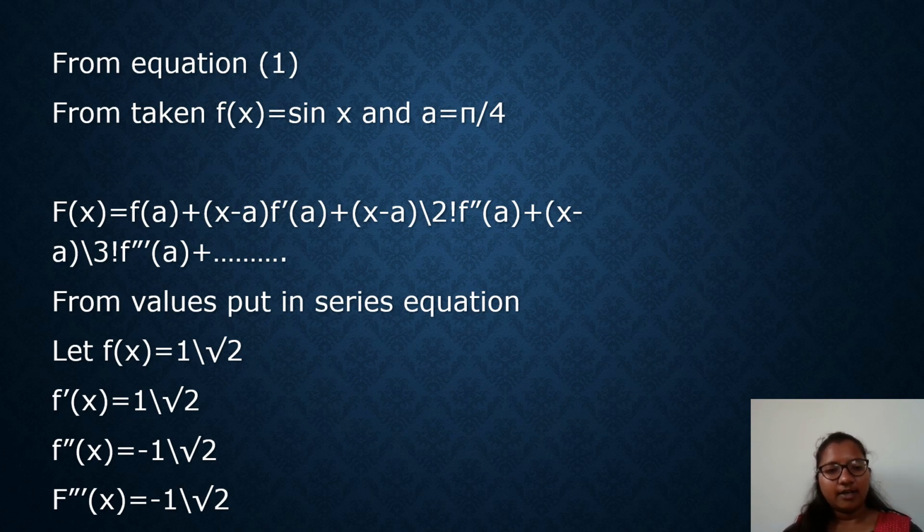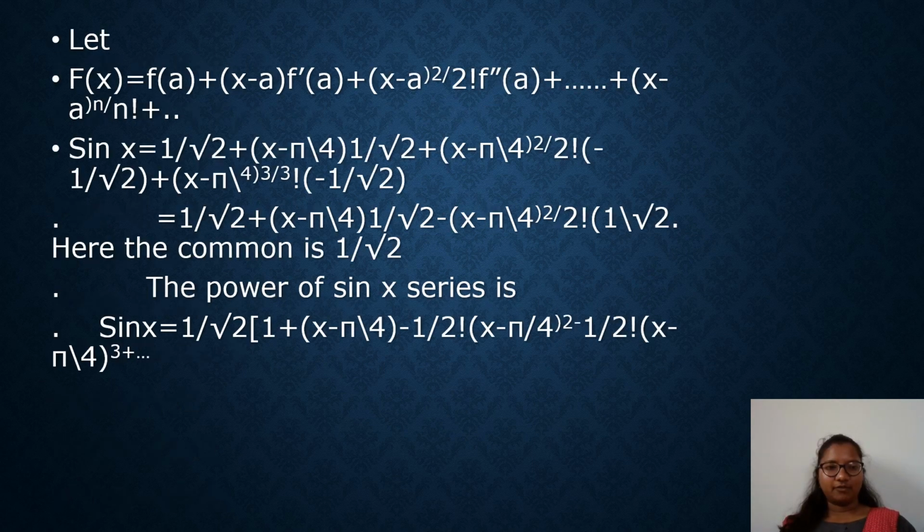f of x equals f of a plus (x minus a) f dash of a plus (x minus a) power 2 by 2 factorial f double dash of a plus (x minus a) power 3 by 3 factorial f triple dash of a plus so on. Putting the values in the series equation, f of a equals 1 by root 2, f dash of a equals 1 by root 2, f double dash of a equals minus 1 by root 2, and f triple dash of a equals minus 1 by root 2. So f of x equals f of a plus (x minus a) f dash of a plus (x minus a) power 2 by 2 factorial f double dash of a plus so on, plus (x minus a) power n by n factorial f of n of a plus so on.